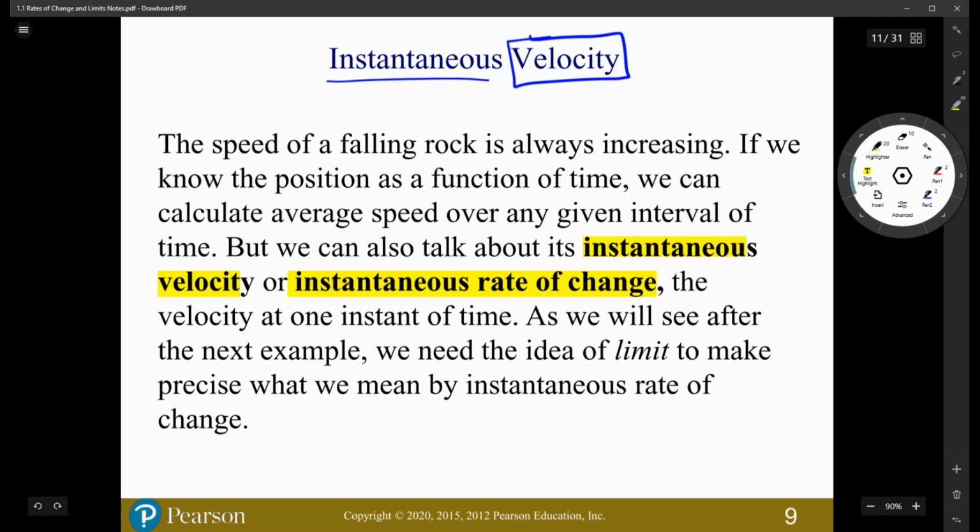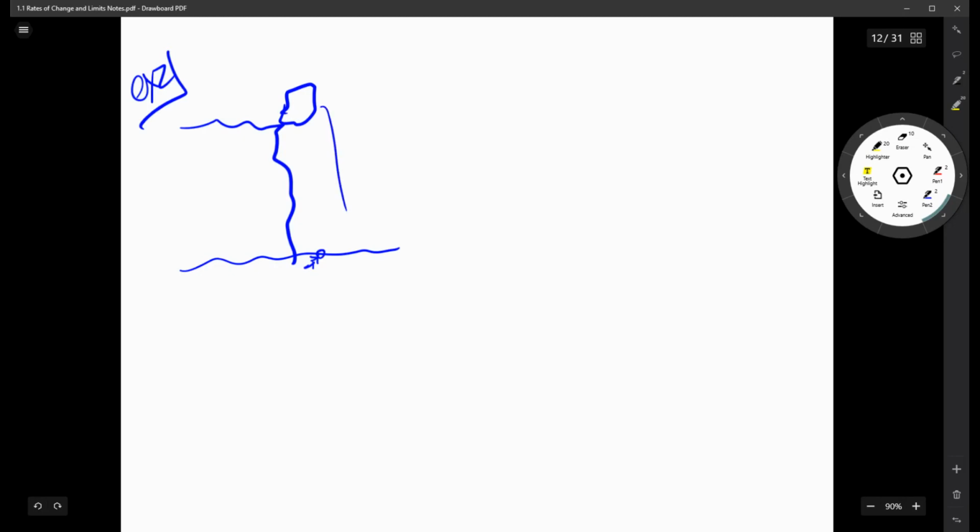As we'll see in the next example, we're going to need the idea of a limit to make precise what we mean by instantaneous rate of change. So I have one more example for you. Let's talk about that same falling rock. So I'm going to draw example 2. Let's do another cliff. Maybe there's water under this cliff, and so now we have a swimmer swimming in the water. Here's this big, big rock, and it is about to fall.